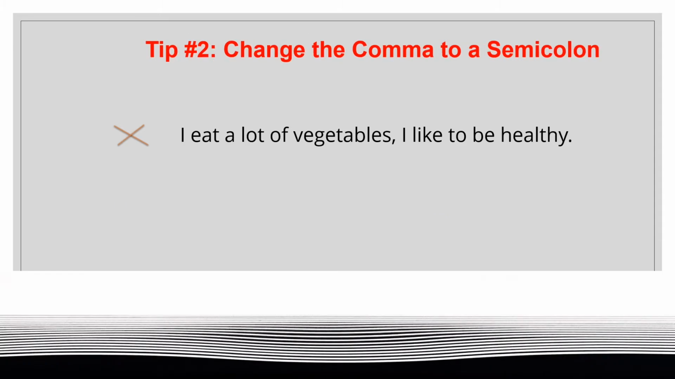The second method to fix this problem is to change the comma to a semicolon. So adding a conjunction like so or but after the comma in this sentence doesn't really make sense. But there does seem to be a close logical connection between the first independent clause, that is, I eat a lot of vegetables, and the second independent clause, I like to be healthy. So this is a perfect situation for a semicolon.